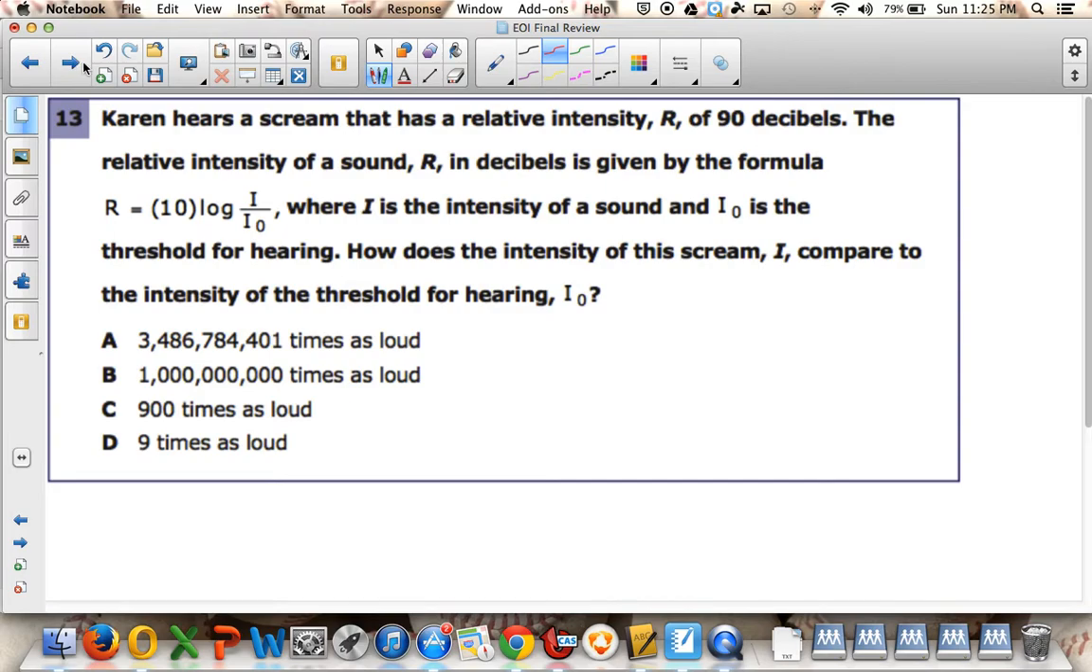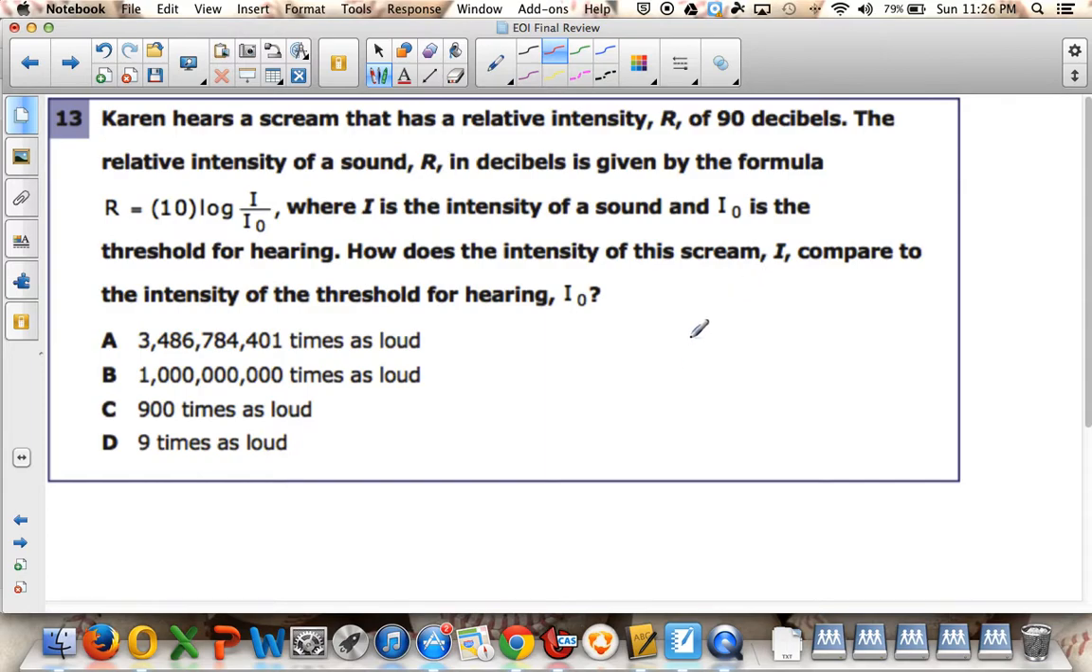Next question. Here's a scream that has a relative intensity R of 90 decibels. The relative intensity of sound R in decibels is given by the formula R equals 10 times log I over I naught, where I is the intensity of the sound and I sub naught is the threshold of hearing. How does the intensity of the scream I compare to the intensity of the threshold of hearing I sub naught?